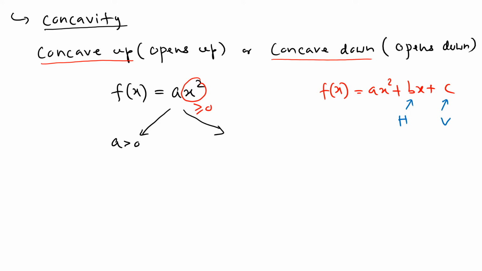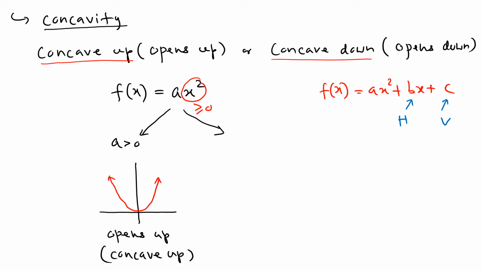So if you look at the graph of the function, you're going to get a graph going like this. You only have positive values, you don't have negative values. These kinds of situations are what we call opens up, because the graph goes up, or concave up. And you can see in this case there's a minimum value. So if a is positive, there's a minimum.